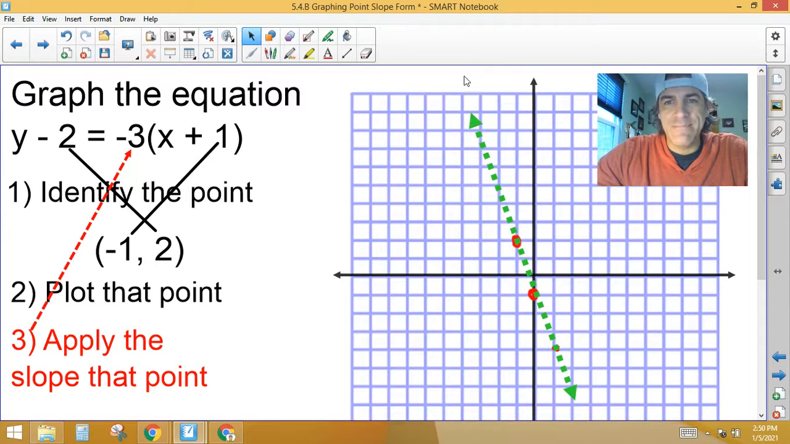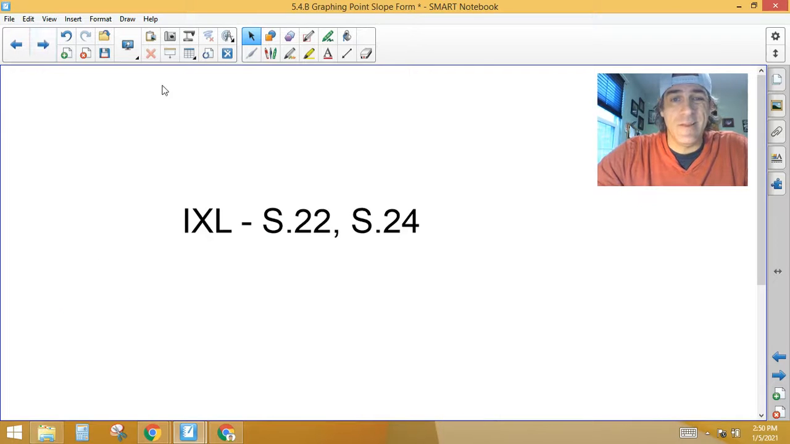And there you have it. That's it. All right, find the point, plot that point, and then use the slope to apply. That's the lesson, right? IXLs, you got S22 and S24. That is it.